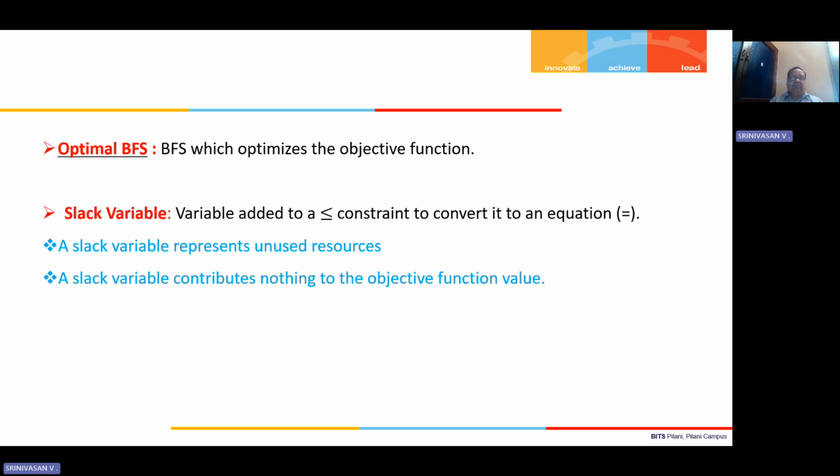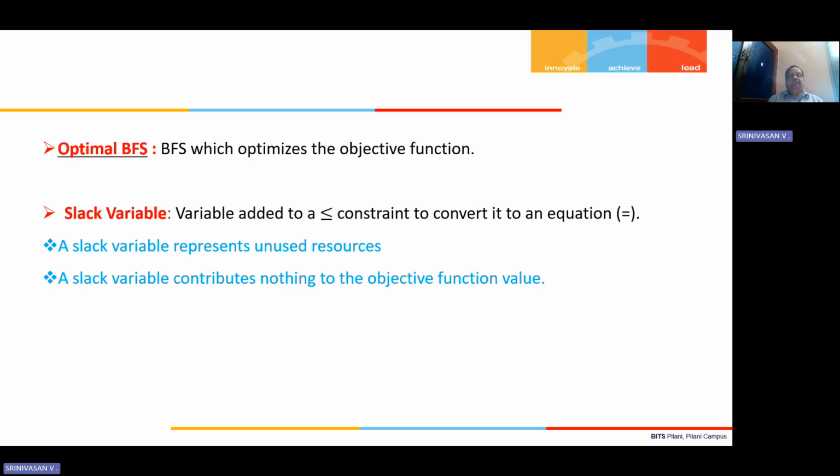Optimal BFS. We are always interested in finding the optimal solution, the BFS which optimizes the objective function. See, of the solutions that you find, suppose you do it graphically. Suppose in the feasible solution space, that is the feasible region, you have about 3 or 4 corner points at which you are finding the values of the objective function. Only one point will be there at which the function will be maximum. That point which decides the optimization, either maximization or minimization, is the optimal BFS.